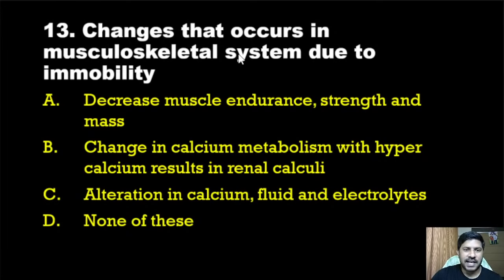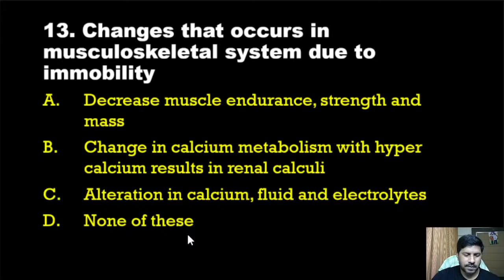Next question. Changes that occur in the musculoskeletal system due to immobility. Decrease muscle endurance, strength and mass. Change in calcium metabolism with hypercalcemia results in renal calculi. Alteration in calcium, fluid and electrolytes. None of these.